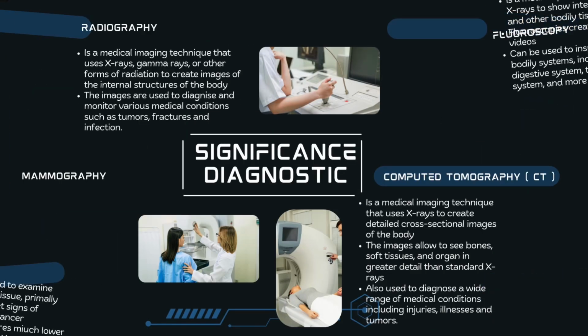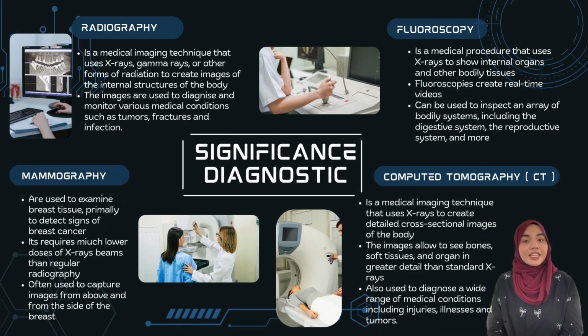Here, I will explain for you about 4 types of significant diagnostics of the X-ray machine. First, we have radiography. Radiography is a medical imaging technique that uses X-ray, gamma ray, or other forms of radiation to create images of internal structure of the body, and the images are used to monitor various medical conditions such as tumors, fractures, and also infection.